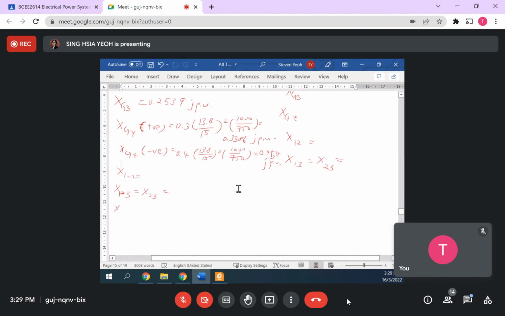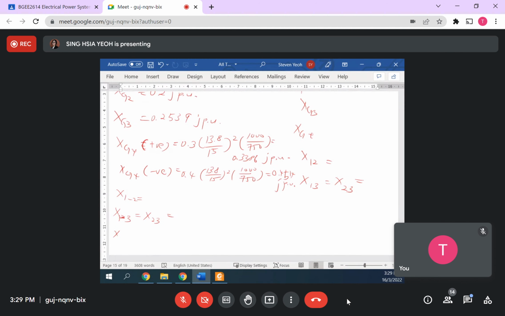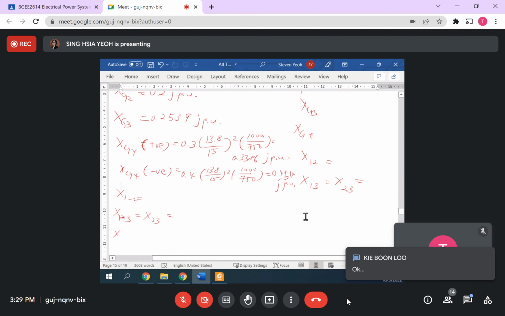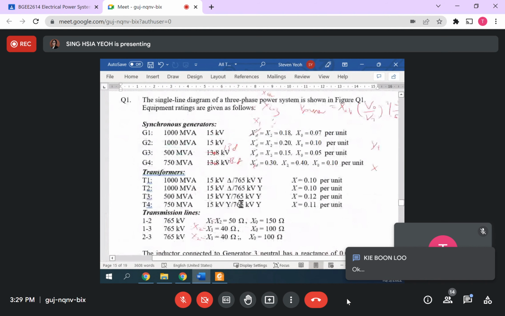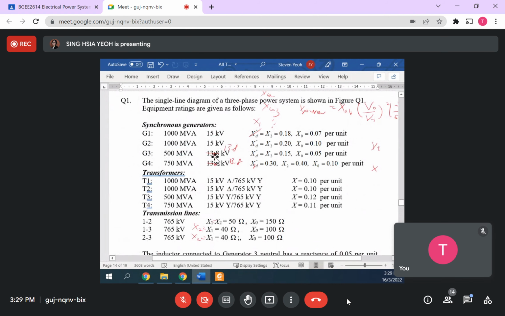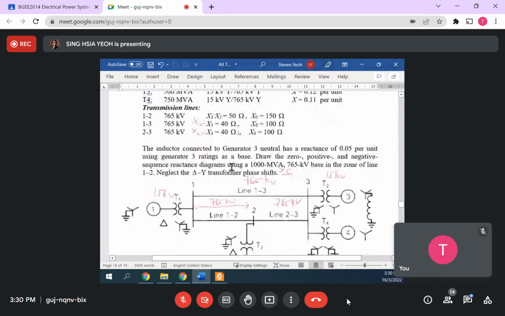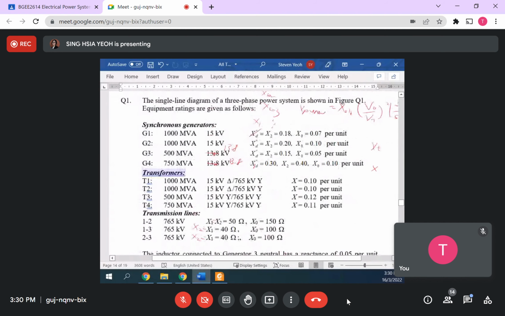Can you all see? Is it too small? Keyboard, okay or not? Keyboard, I know why you are not okay. Yeah, so the old value, right? Is it because of this? It should be 13.8. So the old value is 0.4, right? Then times with the old voltage 13.8. New voltage for G4 here is 15K. Then new S will be 1000. The old S will be 750.